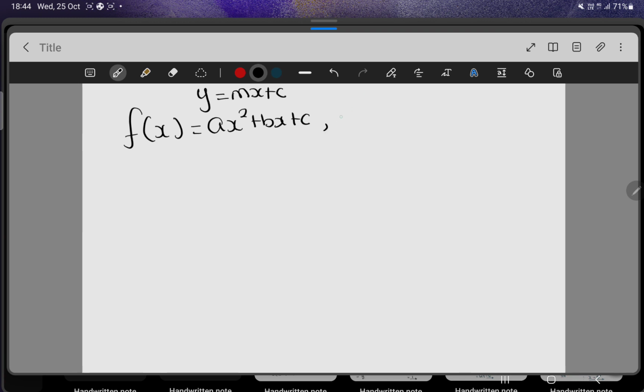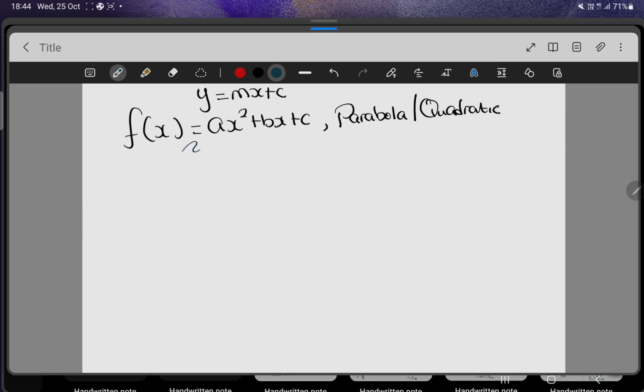So this is the graph. We call it a parabola, or quadratic graph. Now there are two things that are very important in terms of drawing the graph.